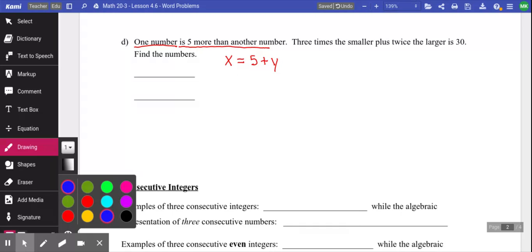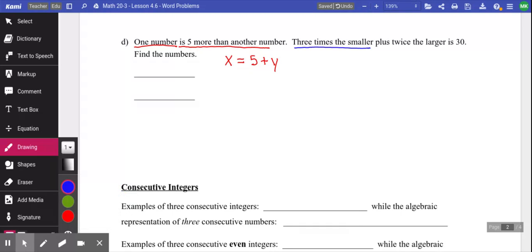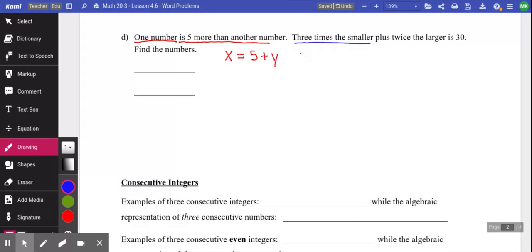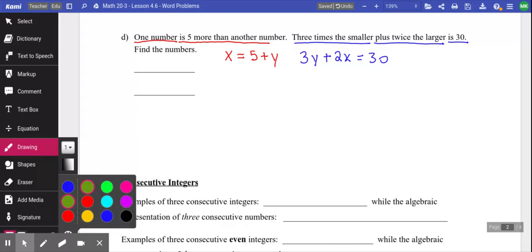It then says 3 times the smaller number. The smaller number here would be y, since x is 5 more than y. So 3 times the smaller, plus 2 times the larger number, which was x, is 30, means equals 30. And again, we've got that situation where we have two equations. We're going to use that first piece of information, which told us x is 5 plus y, to change x to actually be 5 plus y.